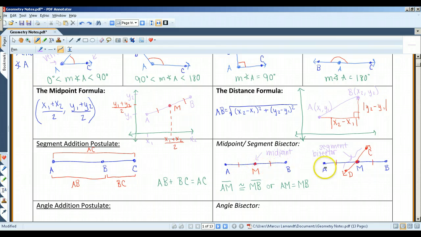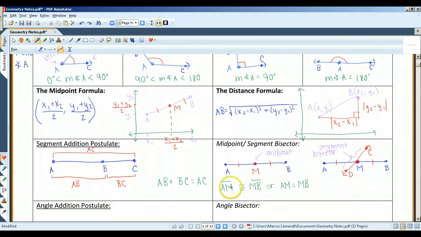A segment bisector is similar to a midpoint, except that it could be a point, a ray, a line, a line segment or a plane, anything that intersects the segment at its midpoint. Okay? A midpoint or a segment bisector bisects a segment. Bisect means to cut in half. Okay? So if it cuts in half here, in both cases we have segment AM is congruent to segment MB. Remember this symbol here, this little symbol means congruent.